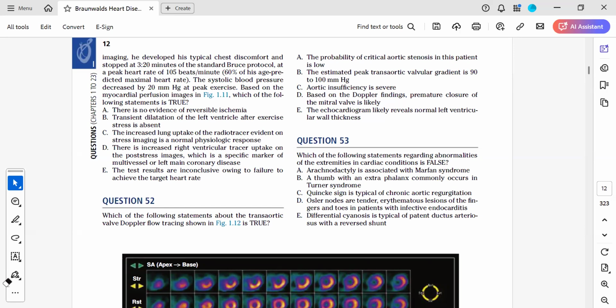E, the echocardiogram likely reveals normal left ventricular wall thickness. This is false because with severe aortic stenosis, I expect that there will be a left ventricular pressure overload, and this is most likely going to lead to left ventricular hypertrophy. So this is false.